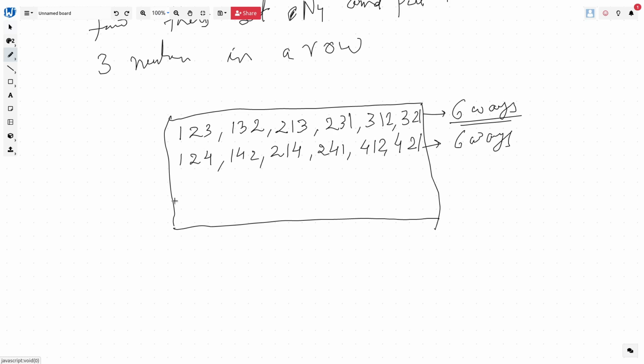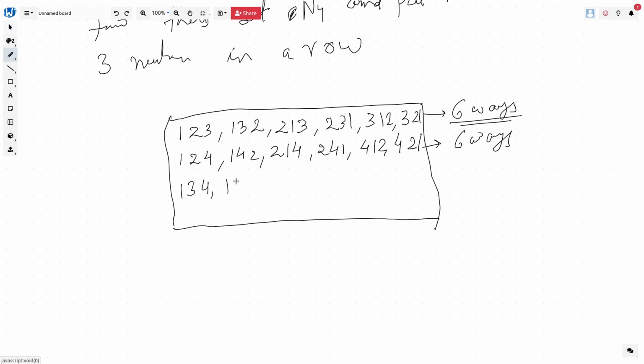Now the third combination we can try from 1, 2, 3, 4 is one that does not contain 1, 2, 3 or 1, 2, 4 at all. That could be 1, 3, 4. This can again be rearranged so that there are 6 numbers from it.